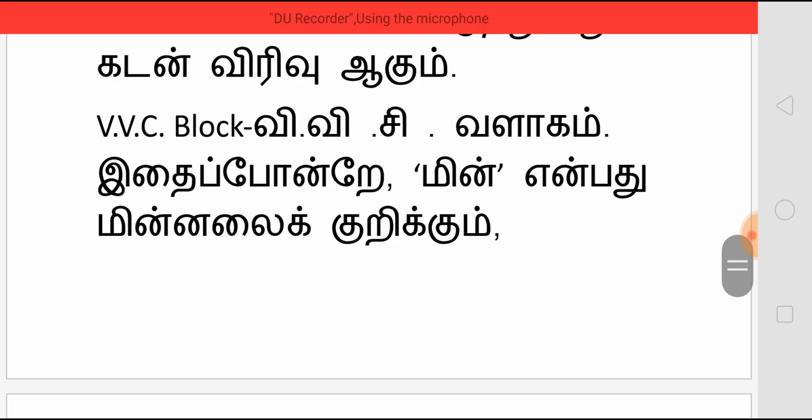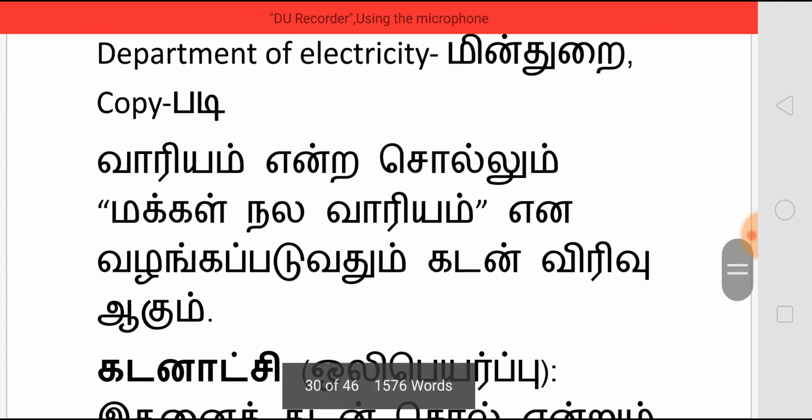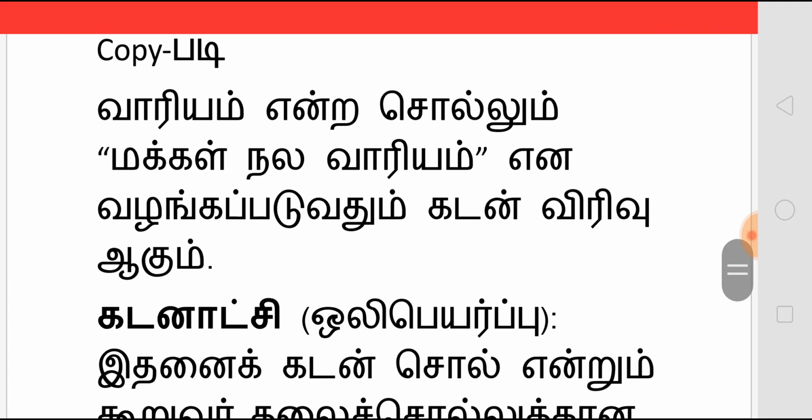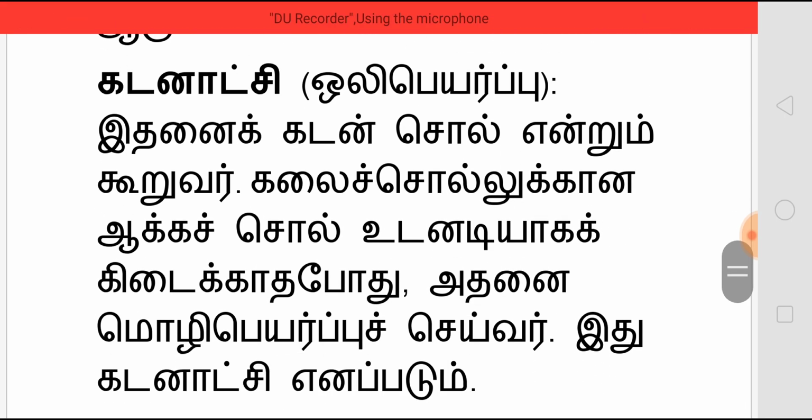VVC block is said as VVC Valagam. And min also we say as minnal. Minnal means lightning. And min also refers to light. So this word is used to create electricity. Department of electricity is Minthurai. Copy means padi and variyam. So Makkal Nala Variyam. All these are Kadan Virivu Sotkal.